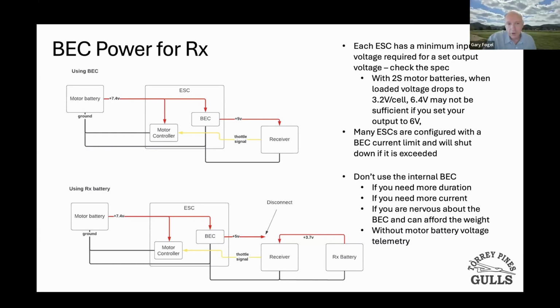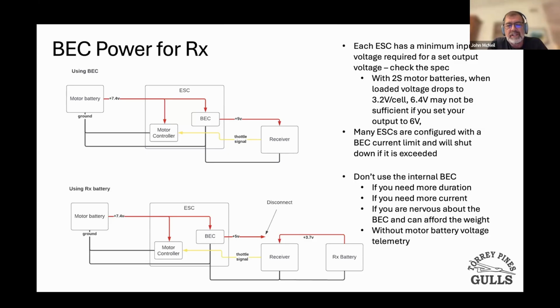John, for the uninitiated, can you explain what a BEC is, what it stands for? Battery eliminator circuit, which in the early days of these, when they were really problematic, we jokingly called them airplane eliminator circuits. So what happens? You're basically, that actually takes us to the diagram below.